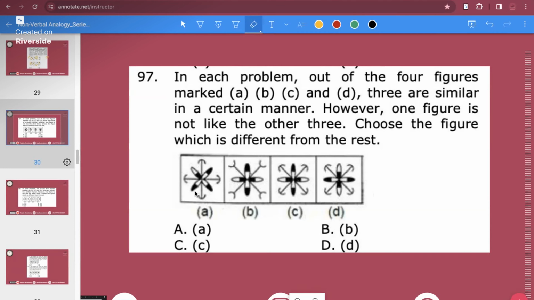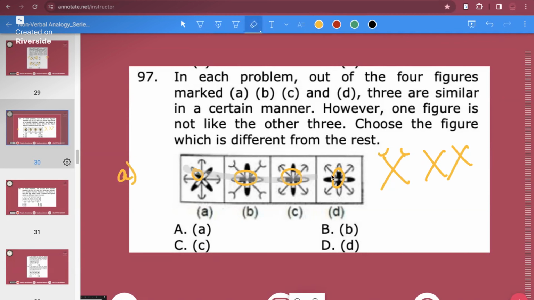But remember, there will be questions like this. At least two of these black ones are here, and there is only one here. By this logic or by that logic, all others are a cross, a multiplication sign with some element over here, something like this. So that is why A is your answer.